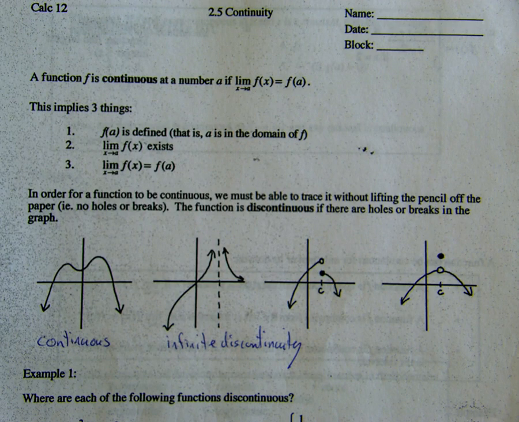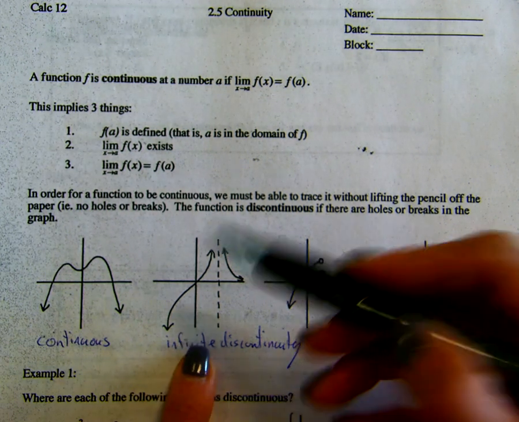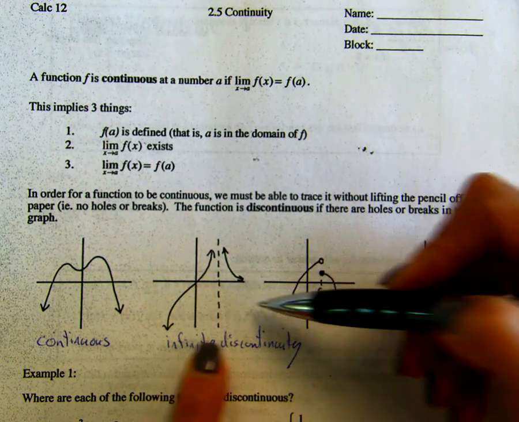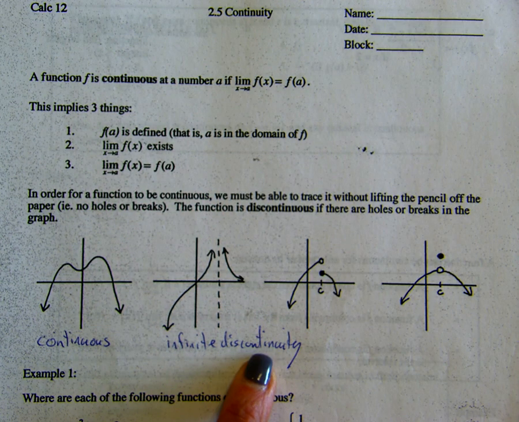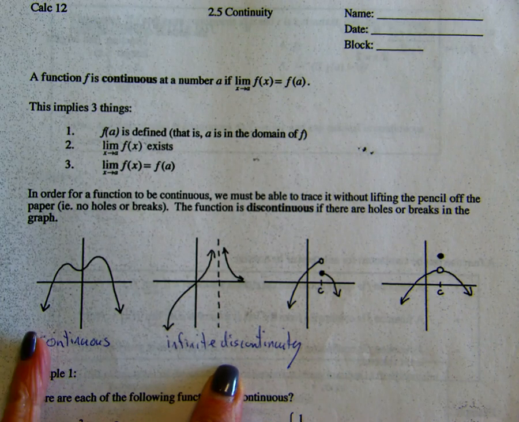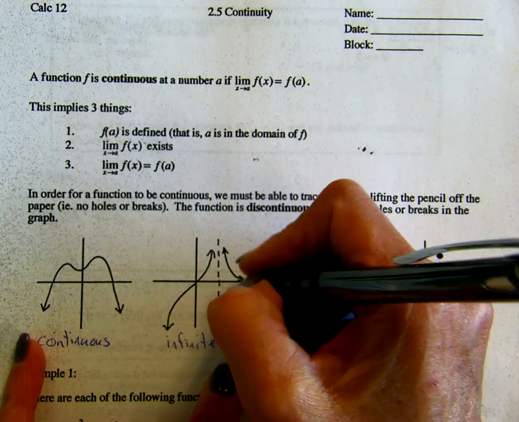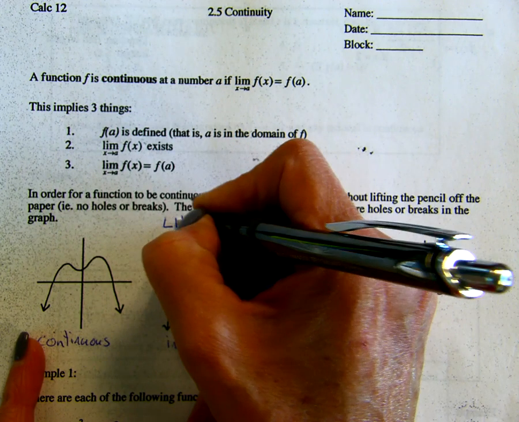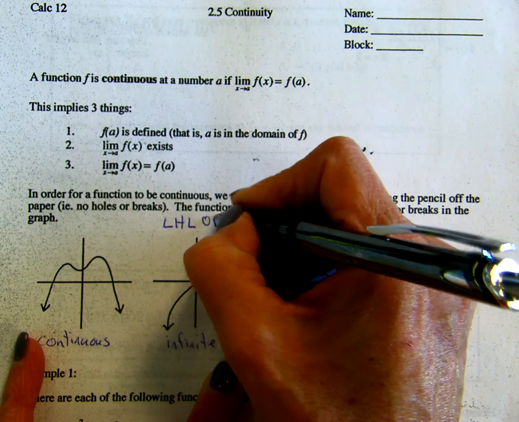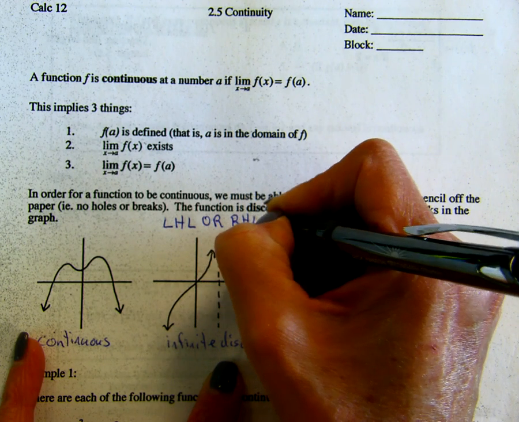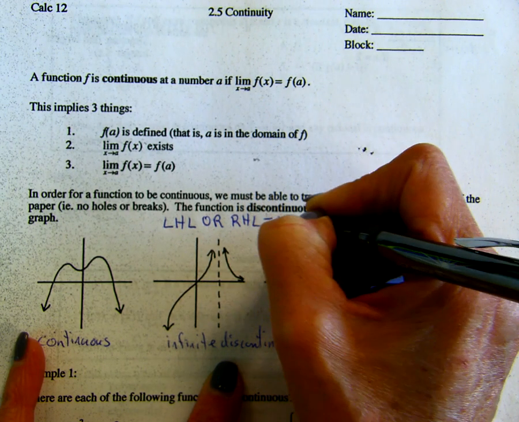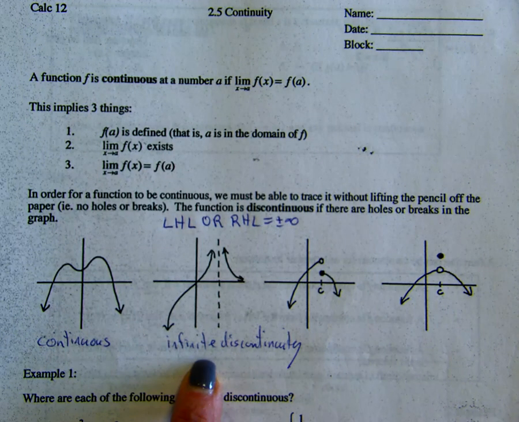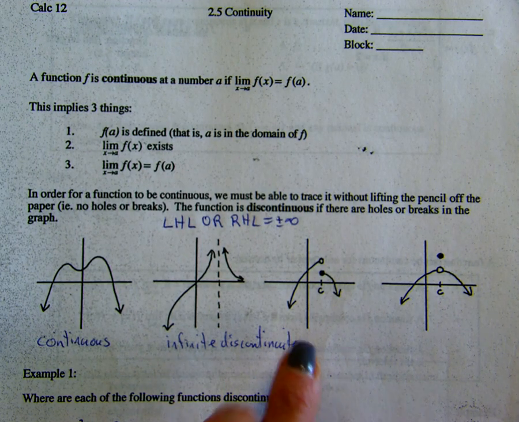Okay, so intuitively, we say a function is continuous if we can graph it without lifting our pen off the page, like this one right here. This one, we would have to jump over the asymptote, so we've got a discontinuity. We say it's an infinite discontinuity, and that will happen every time you have a vertical asymptote. When your left-hand limit or your right-hand limit are equal to positive or negative infinity, you've got an infinite discontinuity.